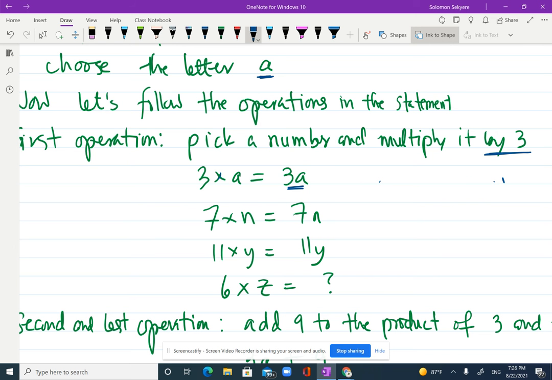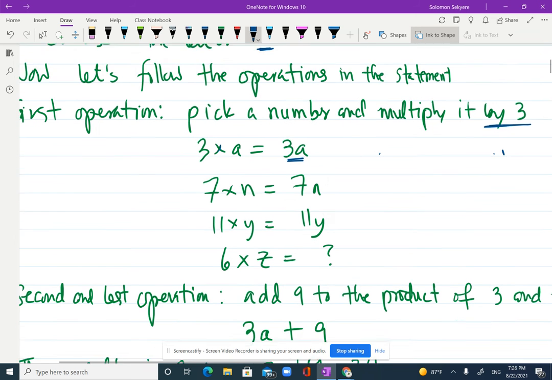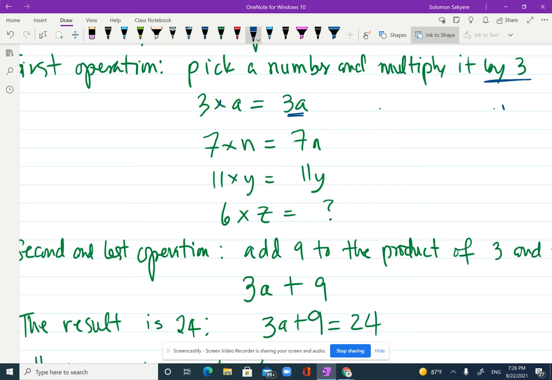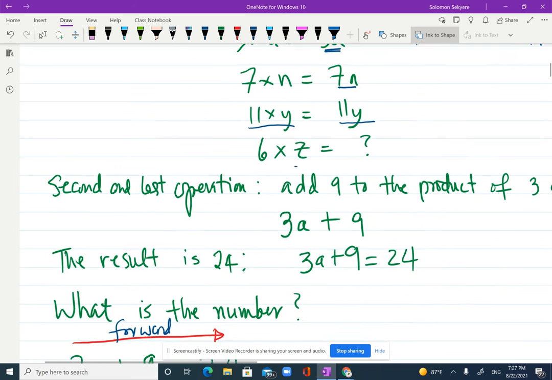Just like if I tell you to do a number multiplied by 7, you write 7n. A number multiplied by 11, you write 11y. You don't write 11 times y, just 11y. And the number multiplied by 6, with the number z, you write what? 6z.